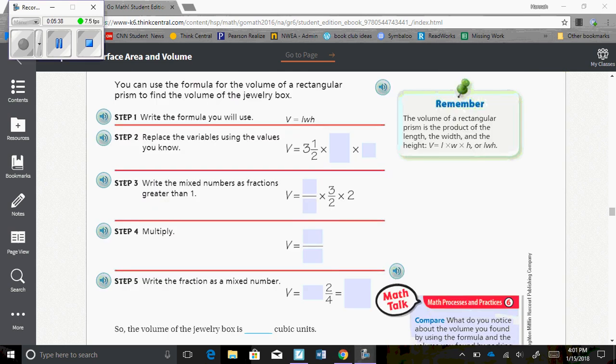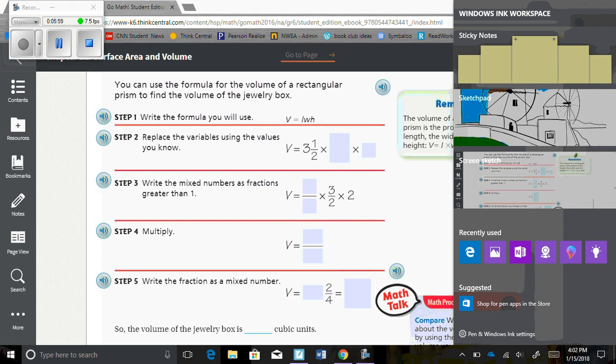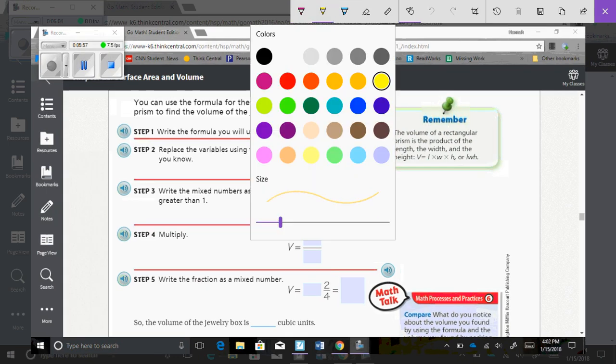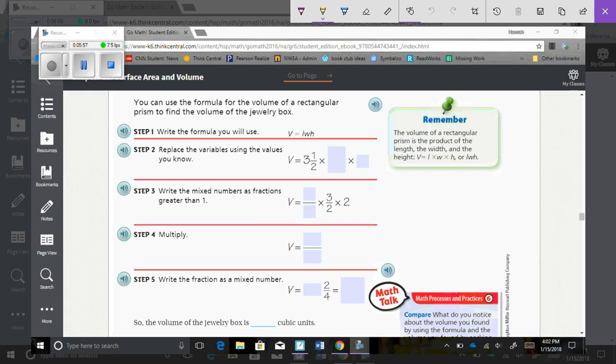Okay, so we're going to look at making connections on page 624. And so you can use formulas for the volume of a rectangular prism to find the volume of the jewelry box. So if what I just explained to you made you think, holy cow, Mrs. Nicely, I don't know what you're talking about, maybe this method will make more sense to you. Looking at the formula for volume, volume equals length times width times height.